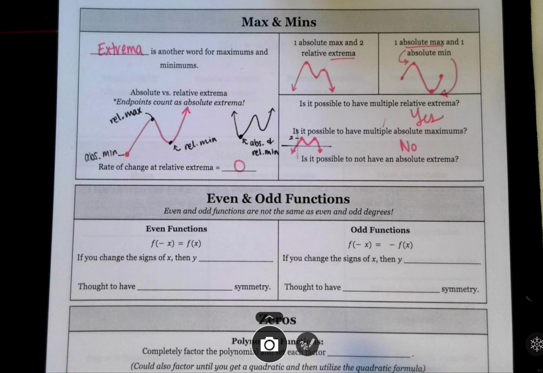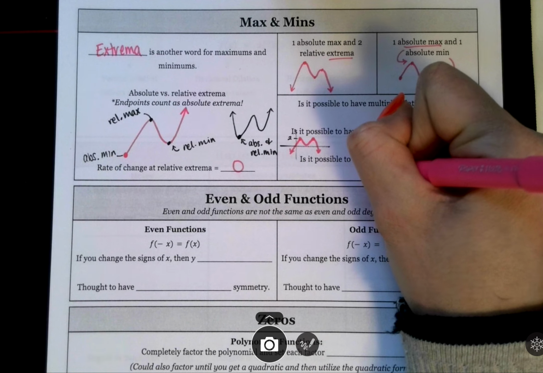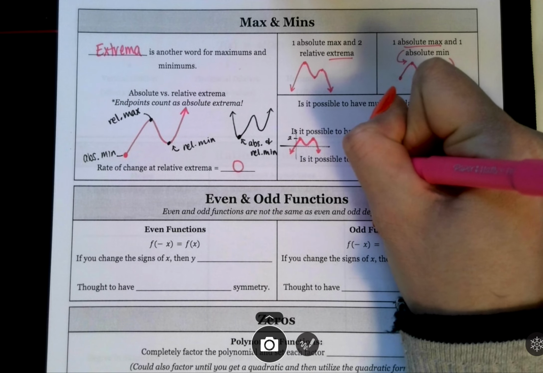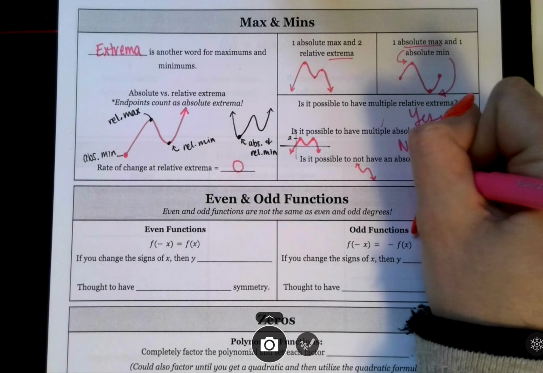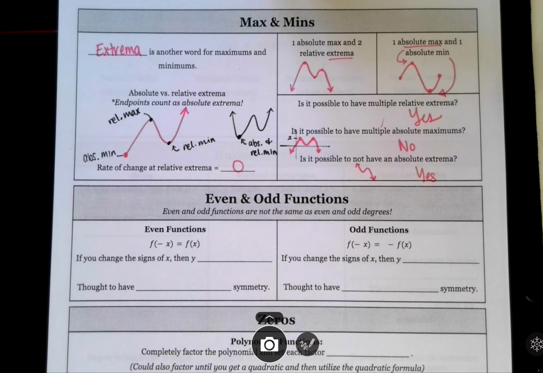Is it possible to not have an absolute extrema? Yes, it is. If I have a cubic function and I have arrows on both ends, I would not have an absolute max or an absolute min. I have relative, but not absolute.